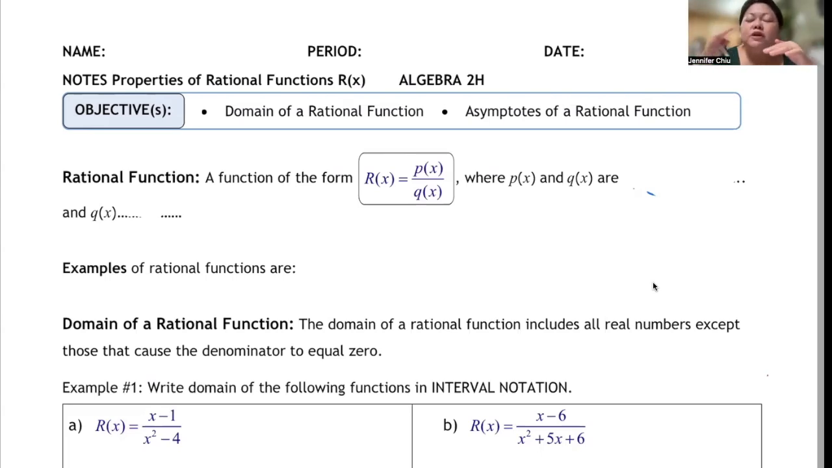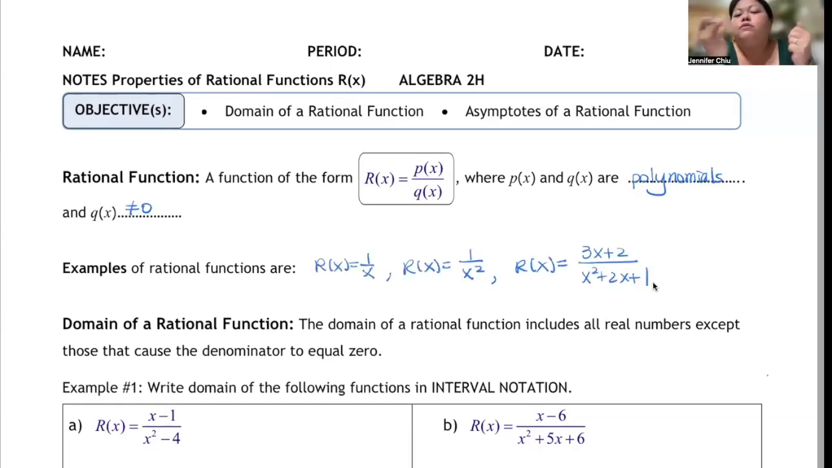So they're two different functions combined together into a division problem, but the top is a polynomial and the bottom is a polynomial. And more importantly, the bottom cannot equal zero because you can't divide by zero. All right. Some of the examples are like these, right? You have 1 over x, that's a rational function. 1 over x squared, that's a rational function. The top is a polynomial, the bottom is a polynomial, that's a rational function.